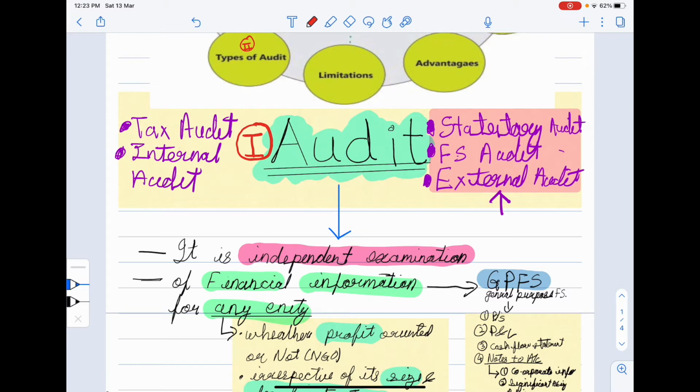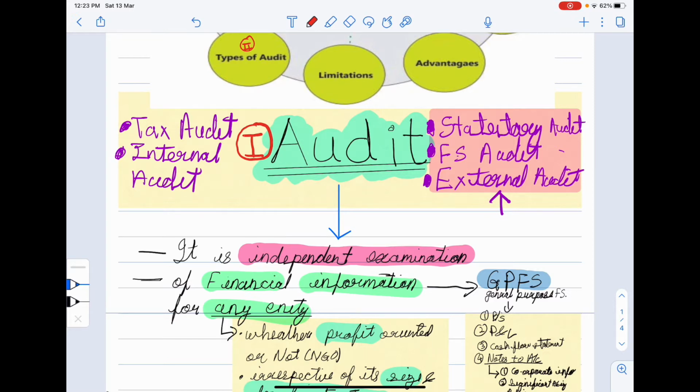Audits are of many types like tax audit, internal audit, statutory audit. So we are going to study statutory audit. Statutory audit is also known as financial statement audit or external audit. So, what is audit?